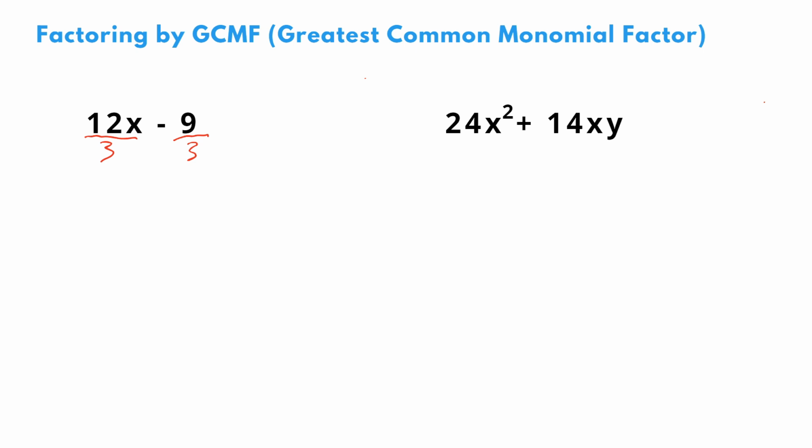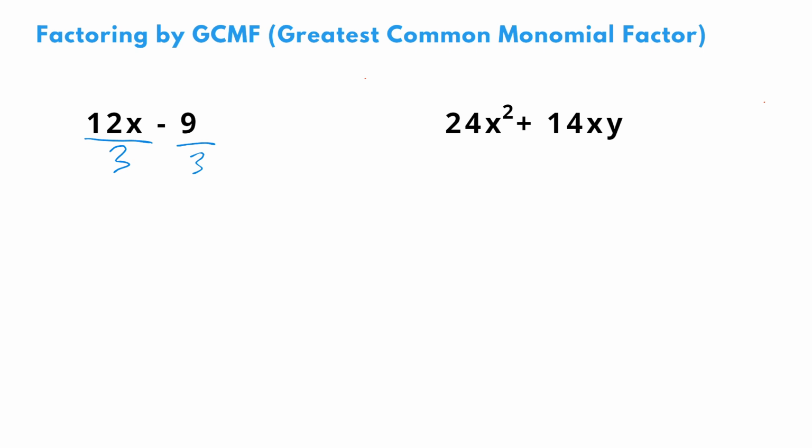Okay, maybe I'll just change the color of this one first. Okay, there. Again, we have 3, right? So now, what about the variable? On the first term, we have x. However, on the second term, there is no x, right? So x is not part of the factor because again, GCMF means greatest common. It should be the common or the same. So there is an x on the first term. However, on the second term, there's no x, okay? So 3 is already our GCMF.